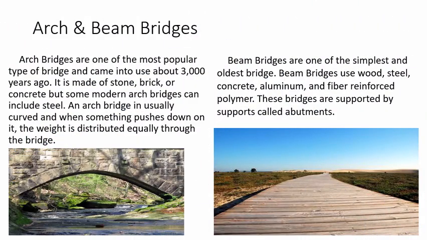Arch bridges are one of the most popular types of bridge and came into use about 3,000 years ago. They are usually made of stone, brick, or concrete, but some modern arch bridges can include steel. An arch bridge is usually curved, and when something pushes down on it, the weight is distributed equally through the bridge.